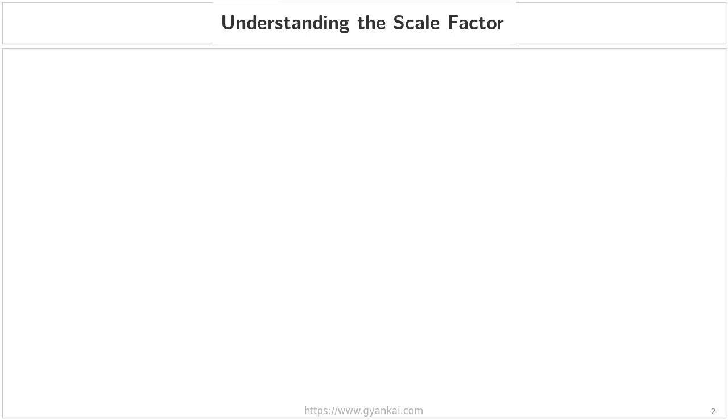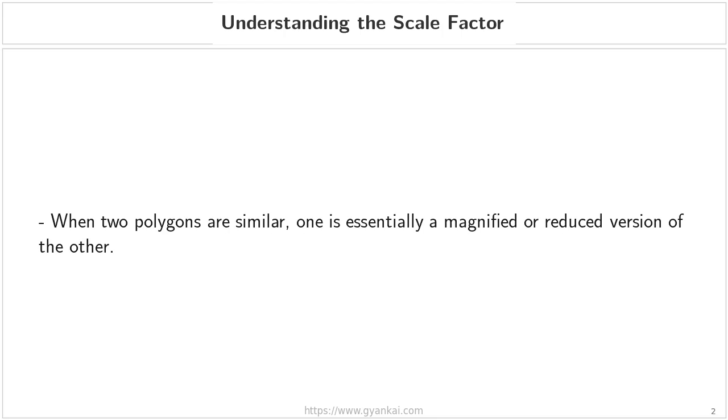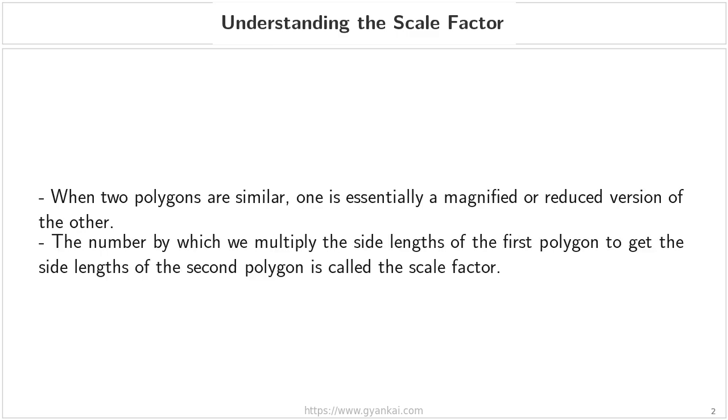Understanding the scale factor. Think of it this way. When we talk about two polygons being similar, we are essentially saying that one is just a magnified or a reduced version of the other. It's like using a zoom lens on a camera. The shape stays exactly the same, but the size changes. The specific number that tells us how much that size has changed, the number we multiply the side lengths of our first polygon by to arrive at the side lengths of the second polygon, is what we call the scale factor.